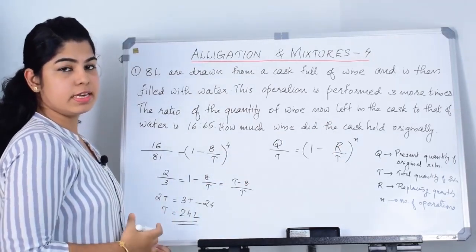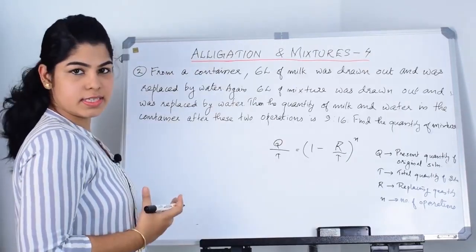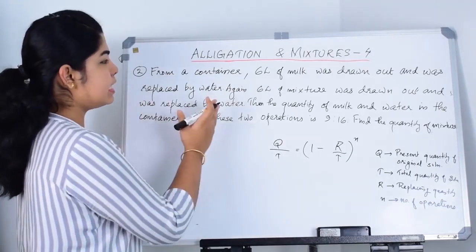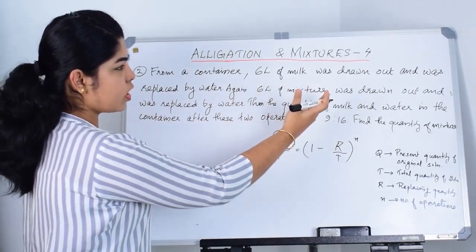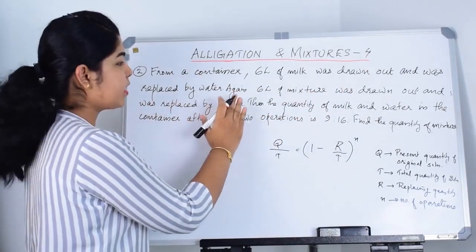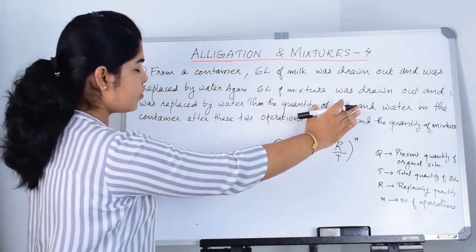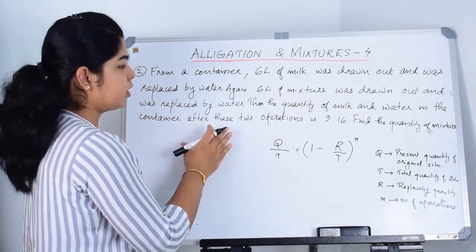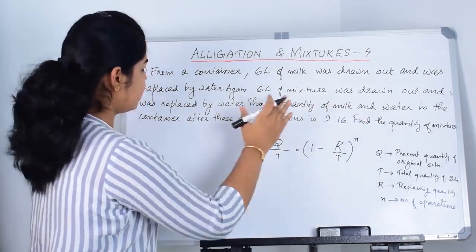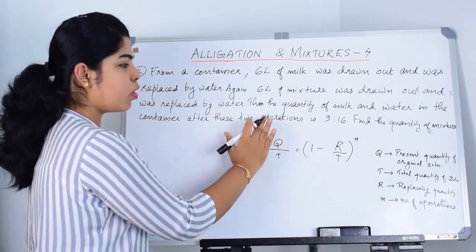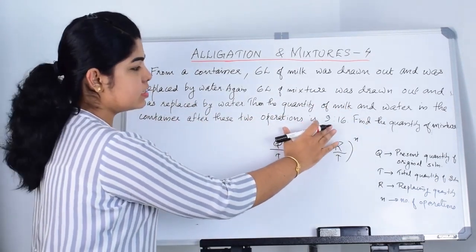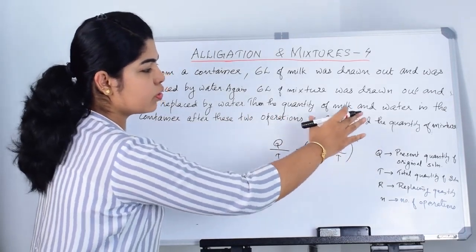Now for better understanding, we will solve another example. Here our second question is, from a container 6 liters of milk was drawn out and was replaced by water. Again 6 liters of mixture was drawn out and was replaced by water. Then the quantity of milk and water in the container after these two operations is 9:16. Find the quantity of mixture.